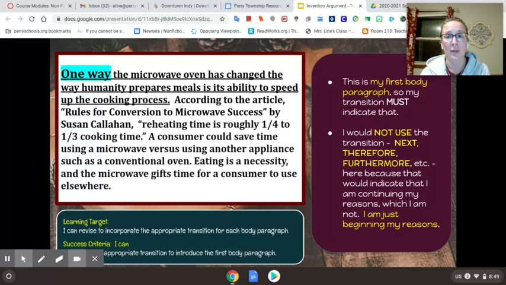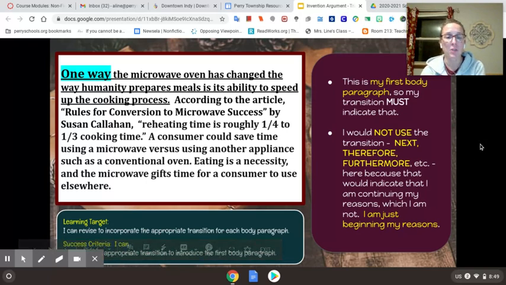Again, we're in that rough draft writing stage where anything goes. You can change it up to make it fit you and to make it sound like you know what you're talking about, because that's really key when we write these arguments here. So I chose to use one way. Now, over here we've got my bulleted list.